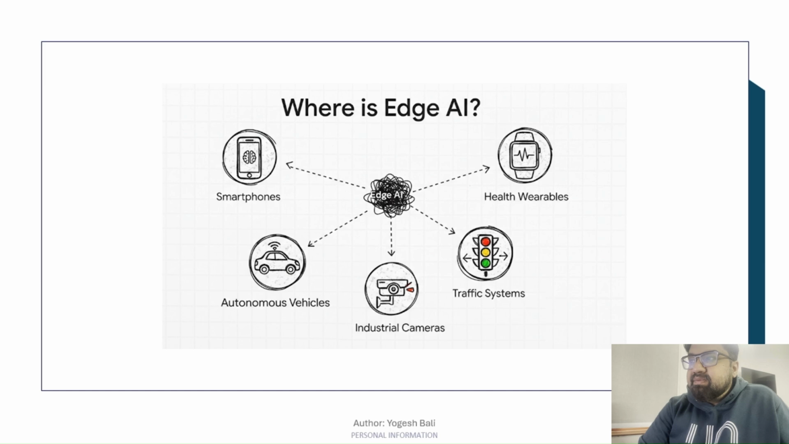If we see where we can have Edge AI applications installed, we can have them on smartphones. A smartphone will be bundled with the AI model and respond to user queries faster. Similarly, driverless cars, where sensors generate the data and the AI model processes it instantly. Industrial cameras, traffic systems, fitness wearables. These are some of the devices where we can think of Edge AI applications, and there are a lot more. In fact, these are just examples.